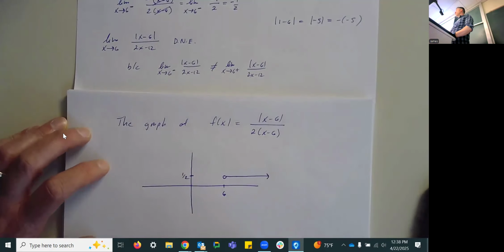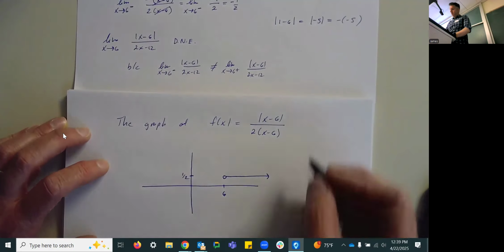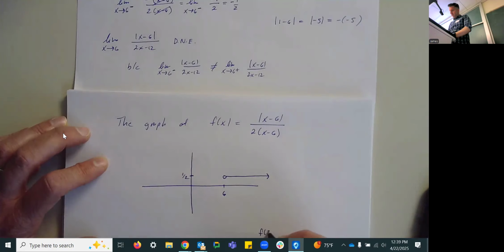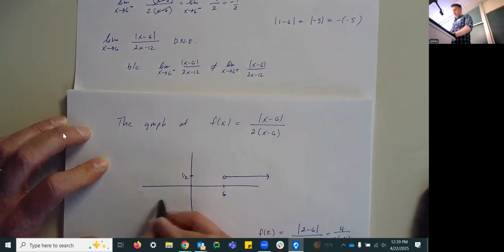Any choice smaller than 6, say like 2, is going to give us a value of negative 1/2. Because if you plug in 2, f of 2 is the absolute value of 2 minus 6 over 2 times 2 minus 6. The absolute value of negative 4 is 4, still divided by 2 times negative 4. And 4 divided by negative 4 is negative 1. That gives me a negative 1/2. So on the left side of 6, the y values are all negative 1/2.